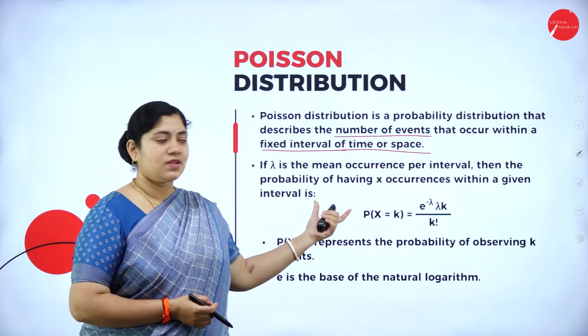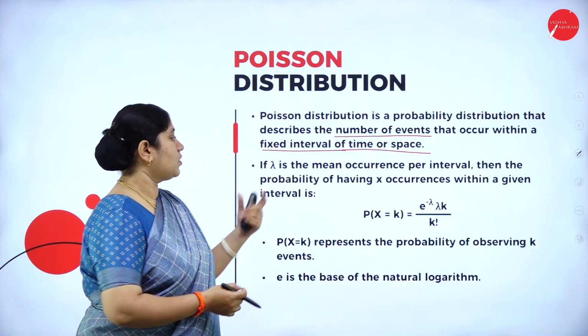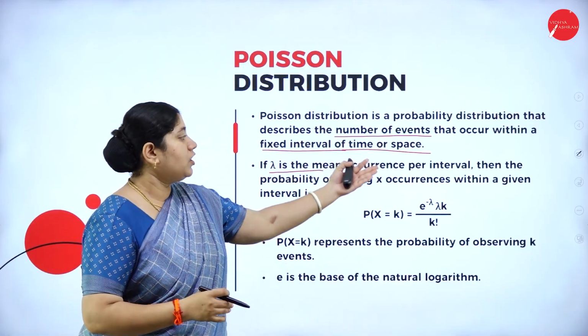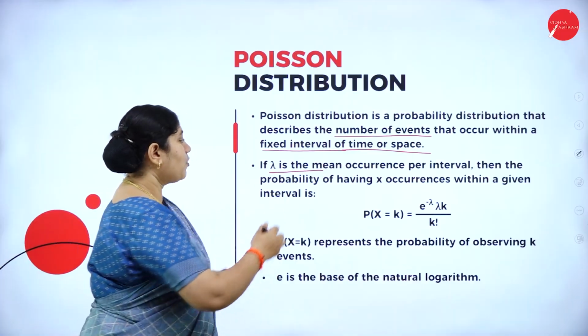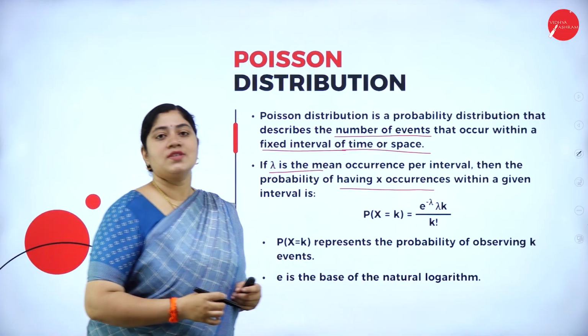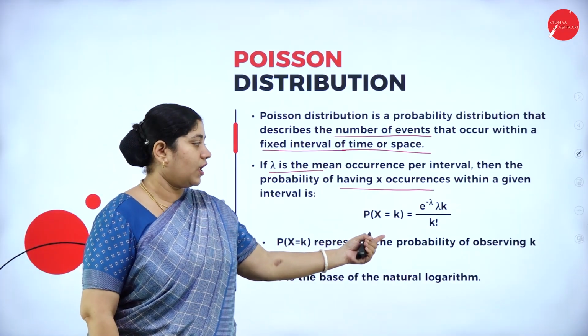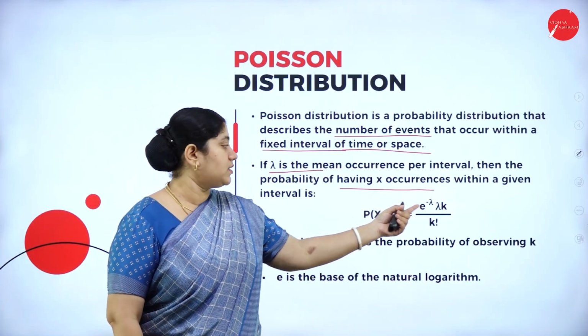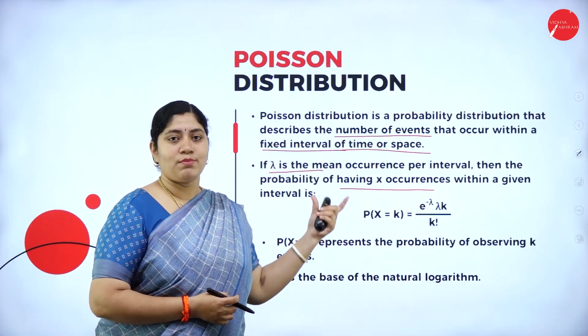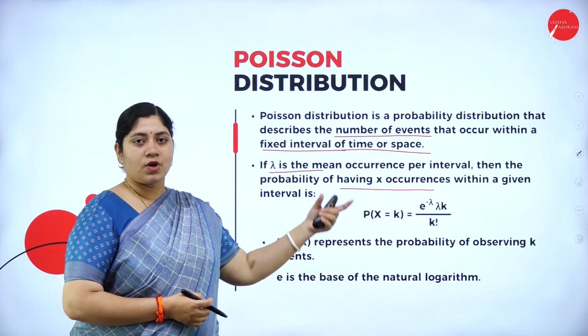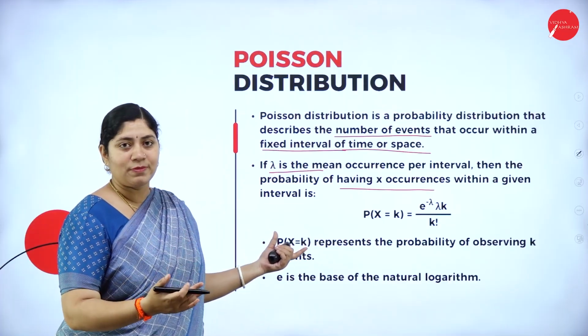So how to define this? By using this expression. So let's see what this is. If lambda is a mean occurrence per interval, then the probability of having x occurrences can be defined as P of X equals k equals e power minus lambda into lambda power k, followed by k factorial. So let's see what these terms are in our upcoming slides.